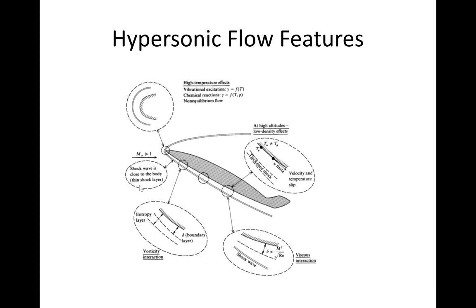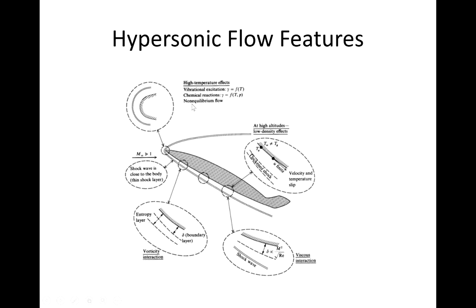So in summary, hypersonic flow has several features that we need to worry about. High temperature effects. We have to worry about gamma as a function of temperature or a function of temperature and pressure. You may wonder, what does the pressure have to do with it? If the pressure is very high, it may mitigate dissociation. Molecules may not want to dissociate into atoms. Atoms may not want to dissociate into positive ions and electrons. So pressure may become a problem.